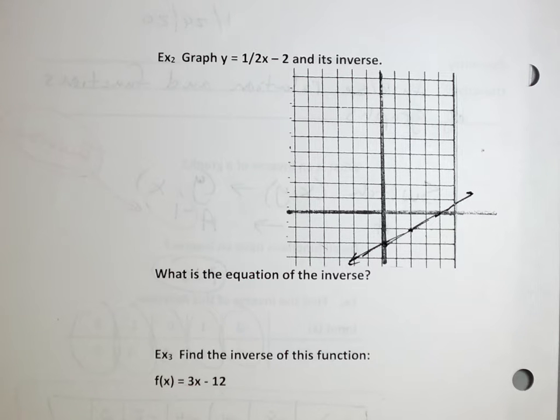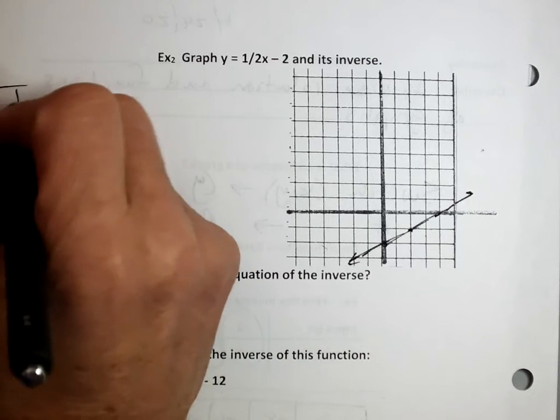Instead of switching x, y, x, y one at a time, let's switch them all at once. The way to switch them all at once is to switch the variables, because this x represents all the x's and this y represents all the y's. So we're going to switch the variables to get the inverse equation.